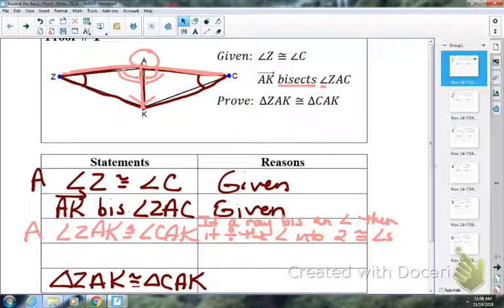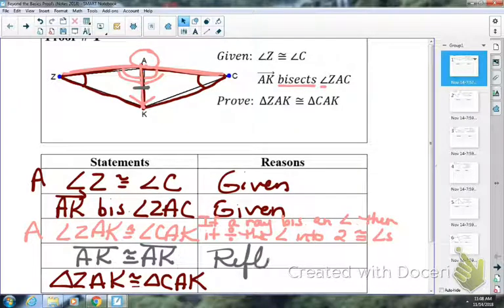So you have to stop and think: since we used up all the given, is there anything we can add to the diagram, to the picture? Hopefully you notice that these 2 triangles butt up against each other. They both have segment AK in them, so we could state segment AK is congruent to segment AK. Remember, that's the reflexive property. Since that's a pair of sides, I can put an S in the margin.